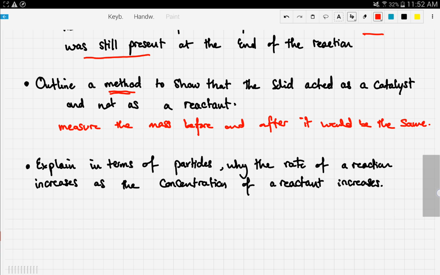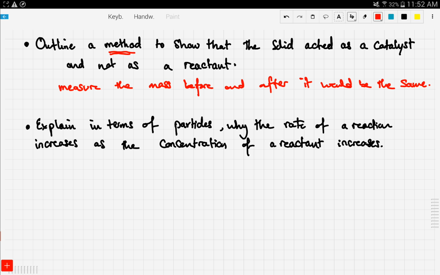Now he says explain in terms of particles. Now he wants particles in the answer. Why the rate of a reaction increases as the concentration increases. Okay, let's see. We said that if the concentration increases, it means that we're adding more particles to the solution or the reaction. So therefore, there is a higher number of collisions. Okay, so let's write it here.